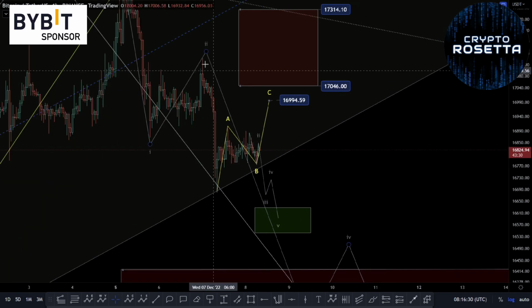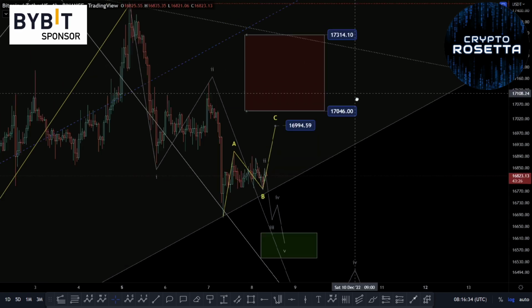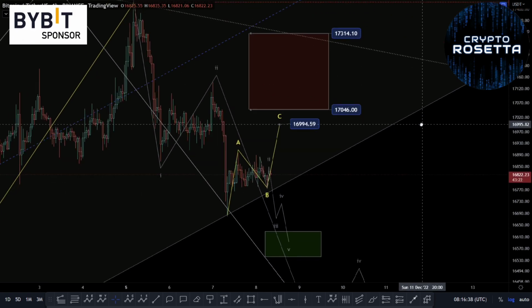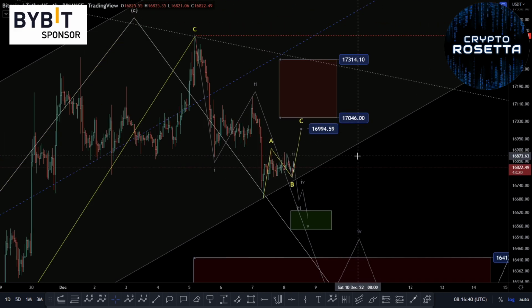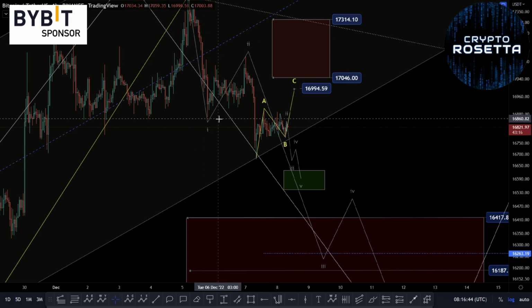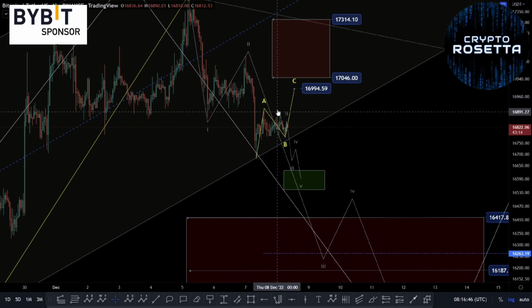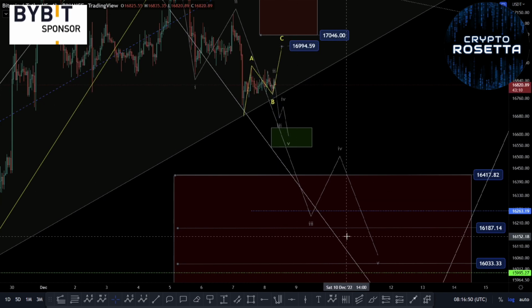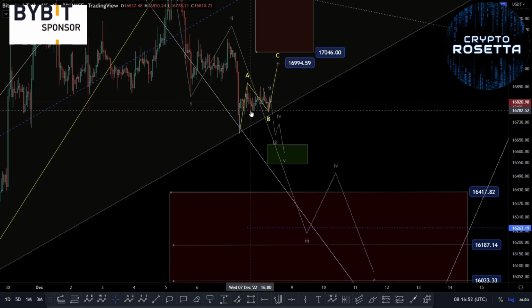So if we fail though to break back above this high here of 17,141 and also this high here of 17,424, we just need to be mindful that we could always start to break down from here, and what we would be looking for is that 1, 2, 1, 2 situation, and then we have a third wave coming off the back of this.